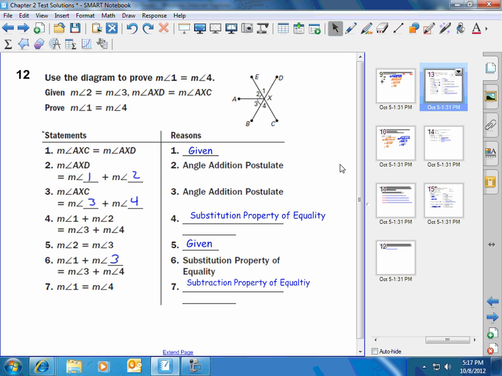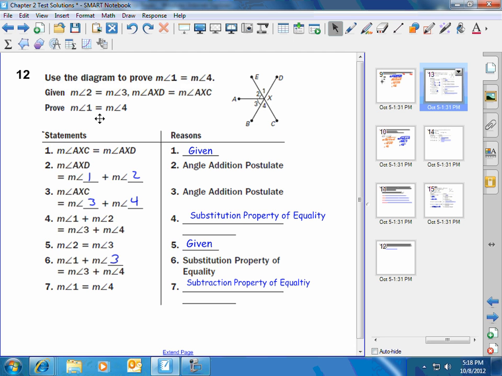All right, and from there, I'm going to state that the measure of angle 1 plus the measure of angle 2 is equal to the measure of angle 3 plus angle 4. I'm using substitution. With this statement here, I'm substituting the measure of angle AXD with the measure of angle 1 plus 2, and the measure of angle AXC with the measure of angle 3 plus the measure of angle 4. So now I have this statement, and I see where I want to go with this. I'm going to be able to manipulate this statement to get what I want.